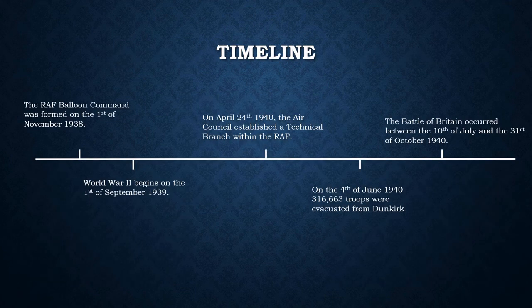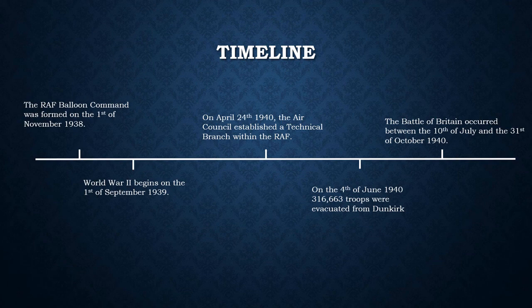Commanded by Air Vice Marshal Owen Tudor Boyd, the RAF Balloon Command was formed on the 1st of November 1938 to control all UK-based barrage balloon units during World War II. On April the 24th, 1940, the Air Council established a technical branch within the RAF for officers employed on engineering, signals and armament duties. On the 4th of June 1940, 316,663 troops, including 123,095 French troops, were evacuated from Dunkirk in order to allow Project Dynamo to go through.